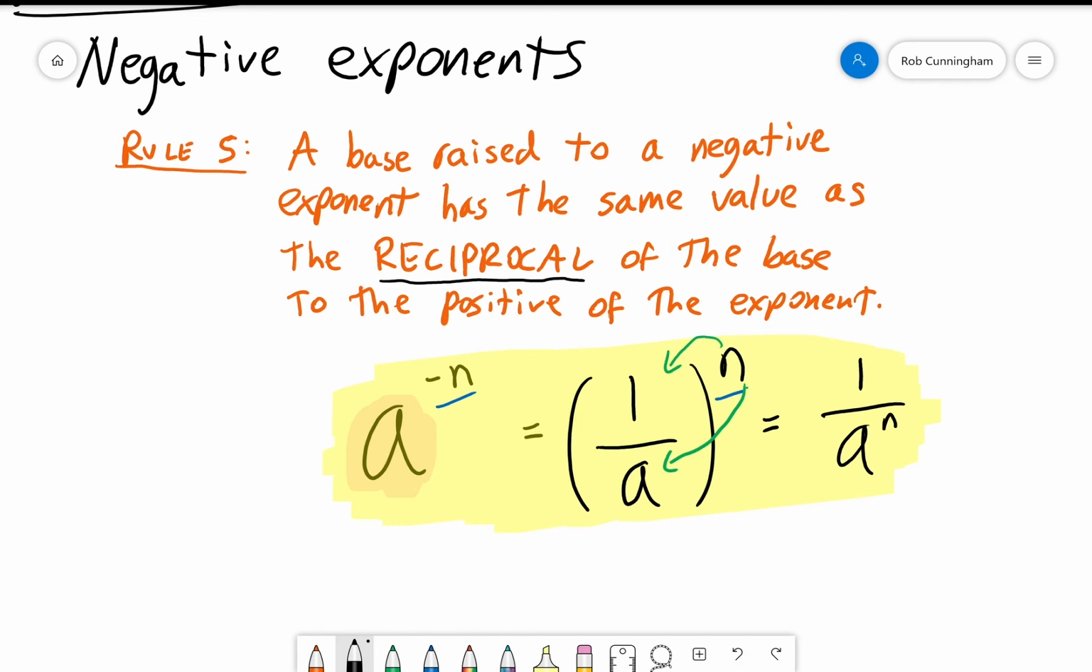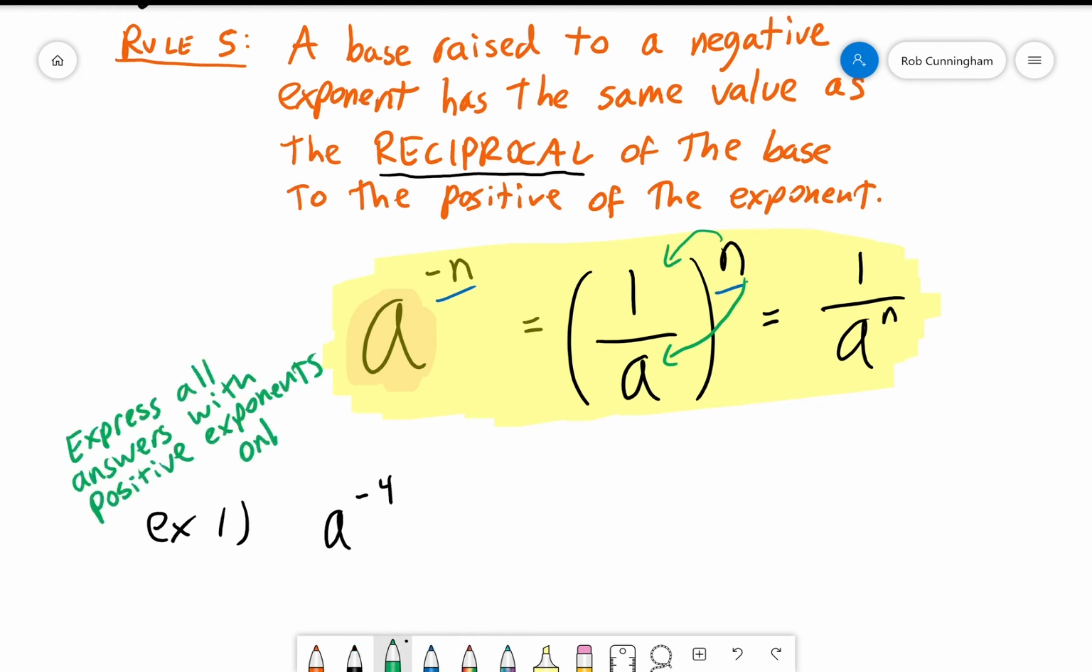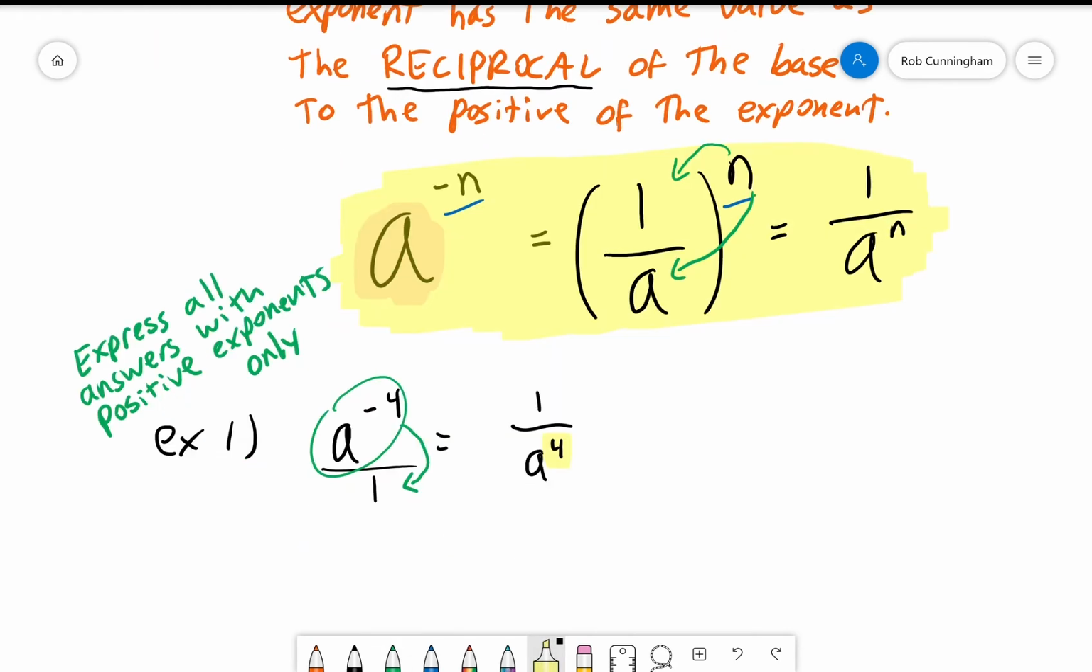And as always, let's do some examples. If I have a to the negative 4th, and I want to express that with only positive exponents. In fact, we're only going to express our answers with positive exponents. So a to the negative 4th, well, that's 1 over a to the 4th. Essentially, remember this a to the negative 4th is over 1. Essentially, I can move from the top to the bottom so long as I change the sign of the exponent.